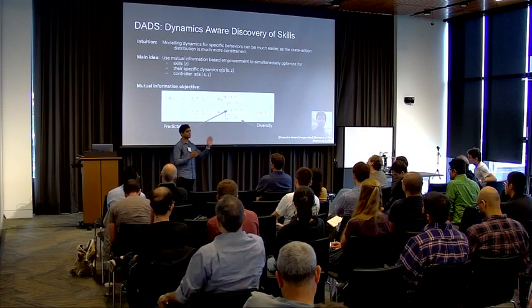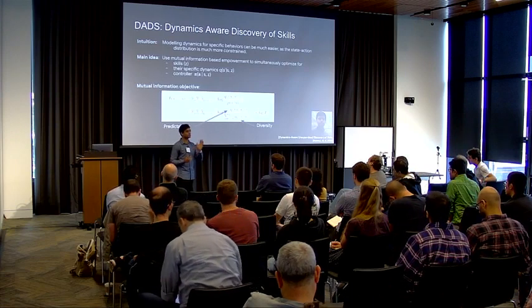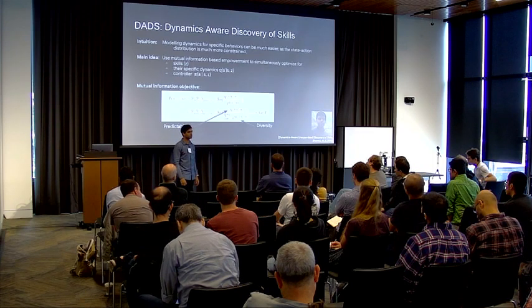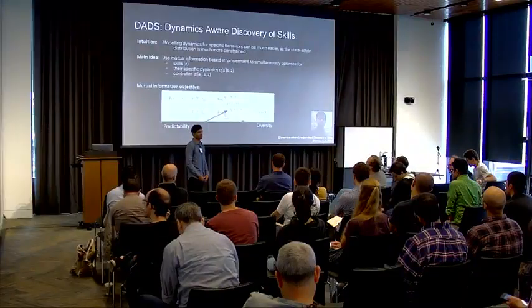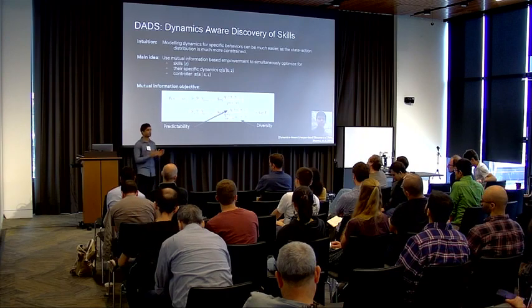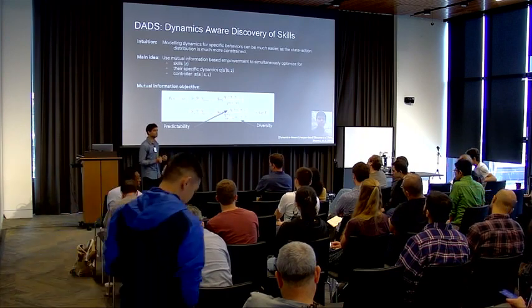In the discrete setting, Z1, Z2, Z3 are different skills. In the continuous setting, Z equals 1, 2, and so on are different skills. So that's my latent representation. It's a random variable that's coupled with the state transition. And we have shown that it works both when Z is discrete and when it is continuous.